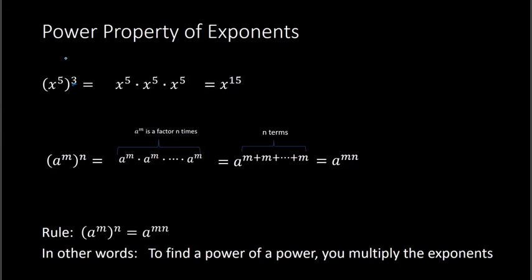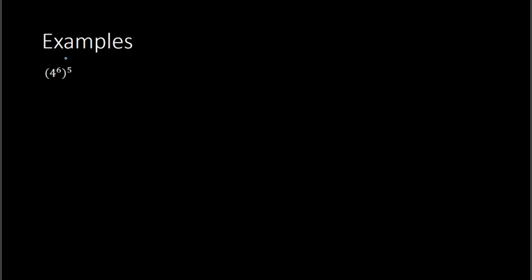Okay, let's look at a couple quick examples. Here we have 4 to the 6th power, raised to the 5th power. You have a power to a power, you multiply 6 times 5, and that gives me 4 to the 30th power. Here we have 3 to the 5th power times 3 squared. Be careful, we don't have a power to a power. What we have is multiplication. So here we add the exponents, 5 plus 2, to get 7. So we have 3 to the 7th power.